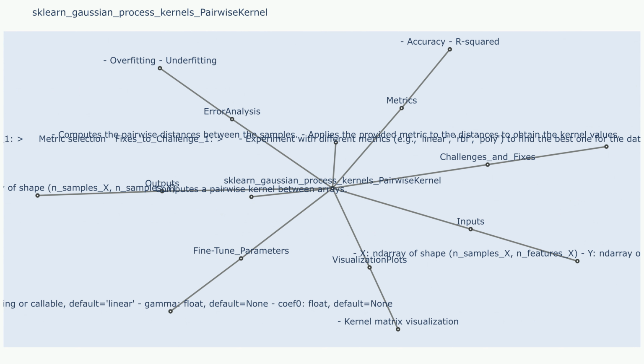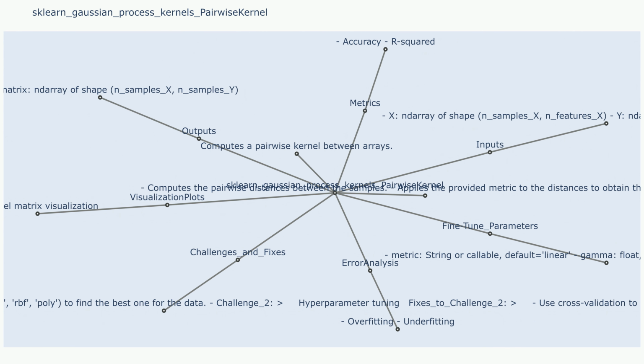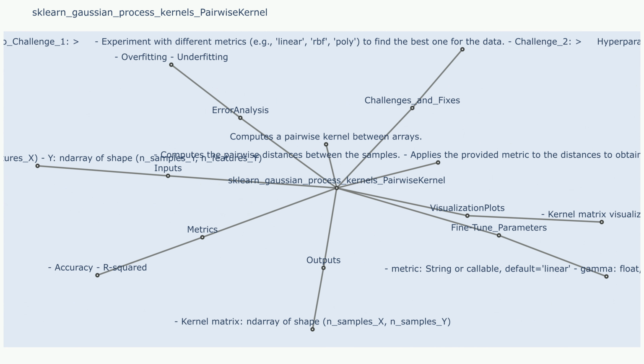Challenge 2: handling large datasets can be computationally expensive, as the pairwise kernel needs to calculate the similarity between all pairs of data points. Sample use case that resulted in challenge 2: processing a large dataset of images might require a significant amount of computational time for the pairwise kernel to compute the similarity between all pairs.